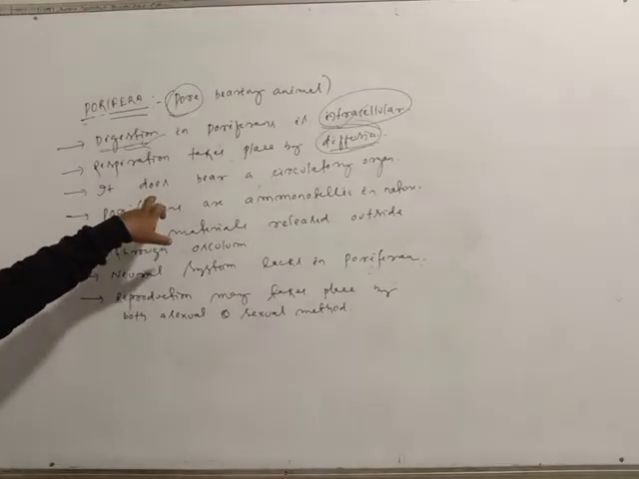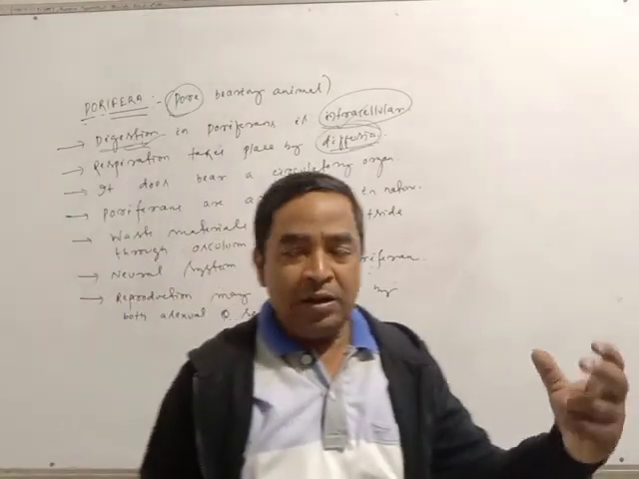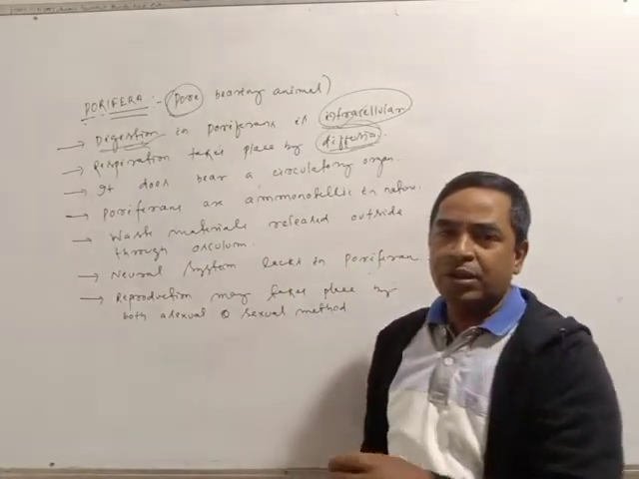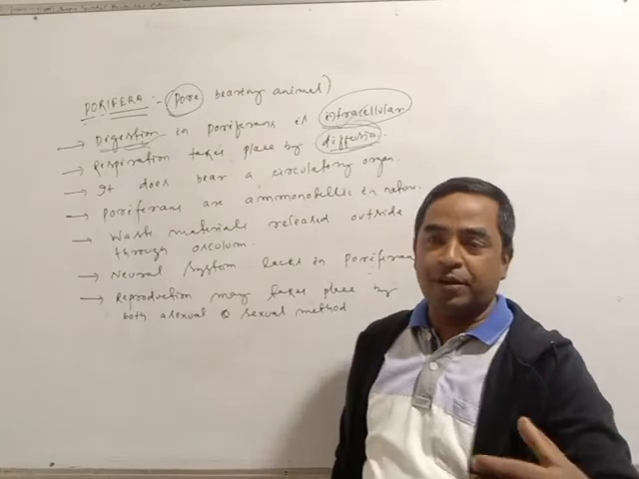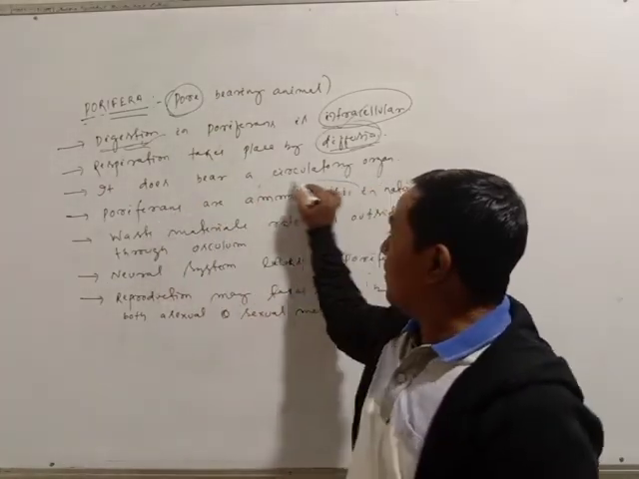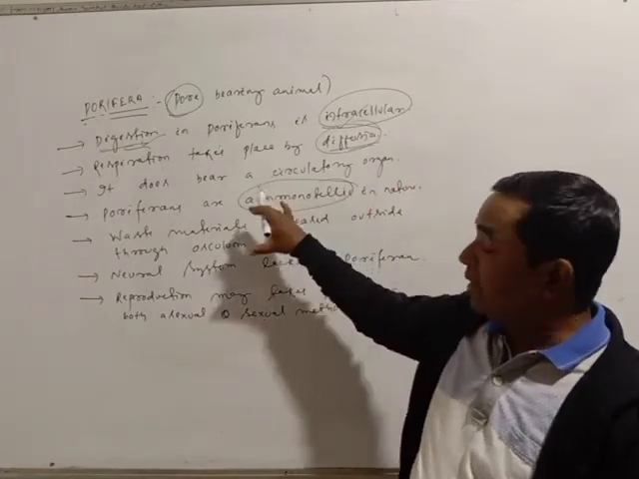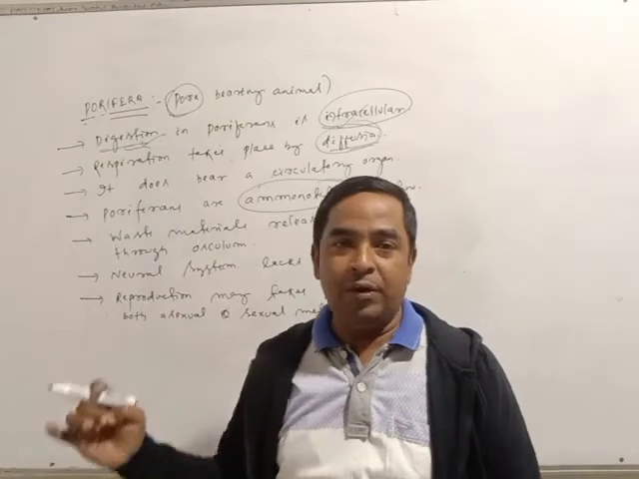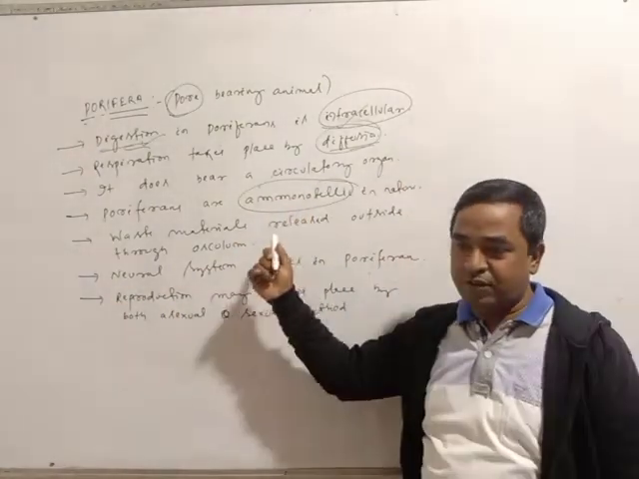Now, it does not bear a circulatory organ because a circulatory system is not seen in poriferans. So, instead of it, the canal system helps in transportation of materials. Now, poriferans are ammonotelic in nature. Those animals that exclusively excrete ammonia are ammonotelic in nature.